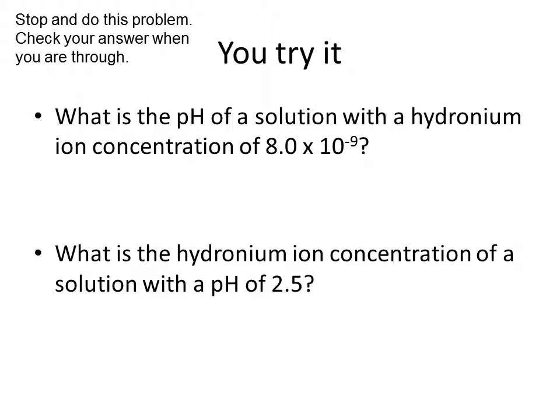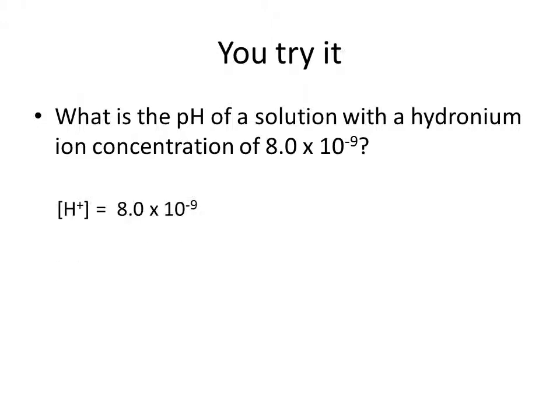So now here are two problems for you to determine on your own. Go ahead and stop and do these problems and then check your answer when you're through. So what is the pH of a solution with a hydronium ion concentration of 8.9 times 10 to the minus 8? You can write down that proton concentration is equal to 8 times 10 to the minus 9. From there, you can take the negative log.